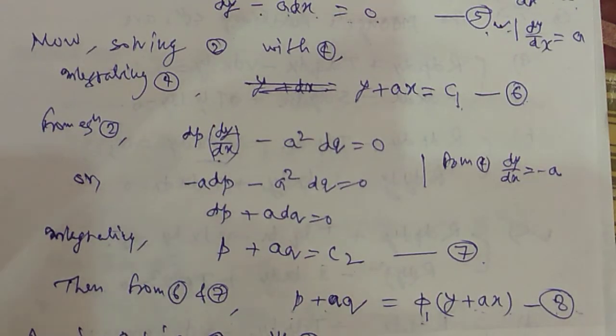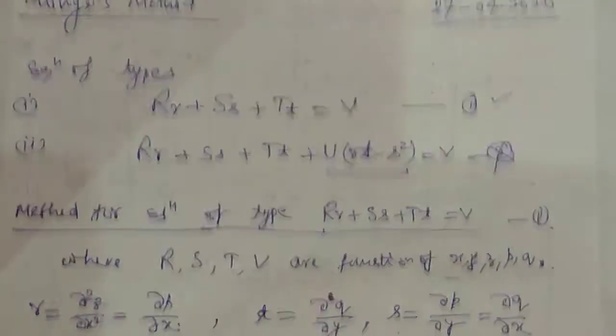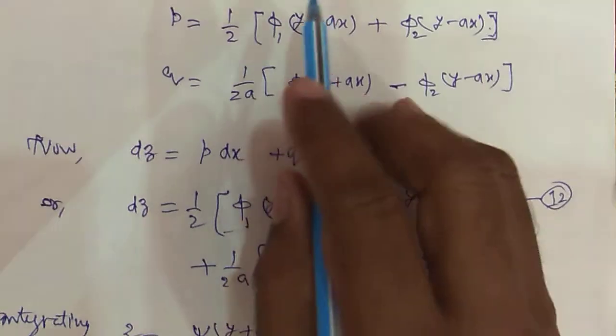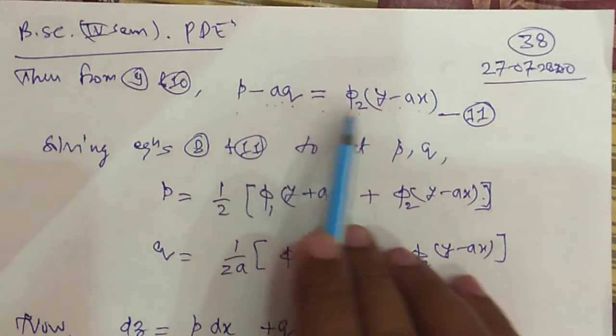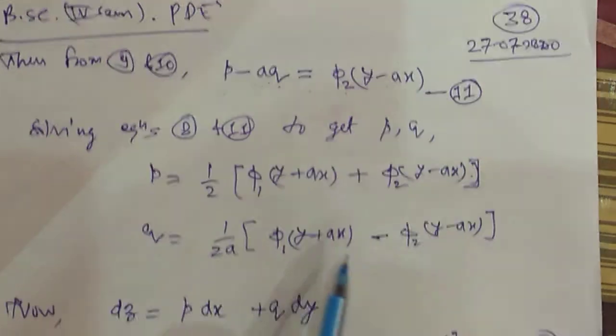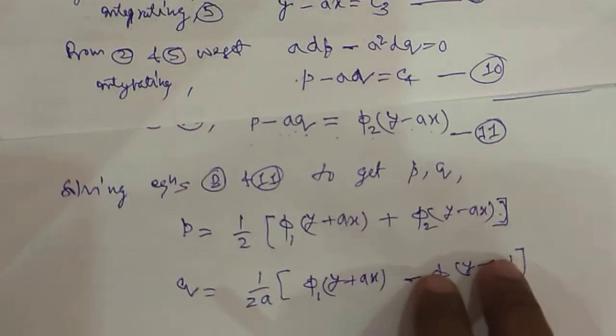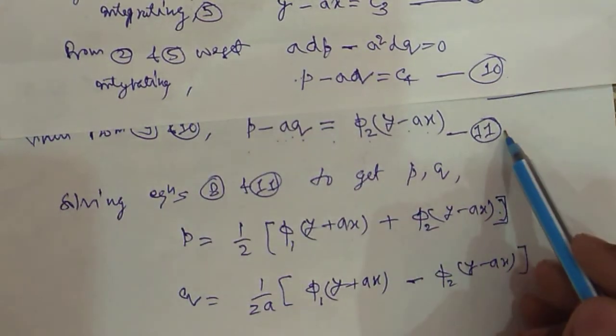Similarly, we can solve equation 2 with the help of 5. We get the equation p minus aq equal to phi 2 of y minus ax. Now solving equations 10 and 11.